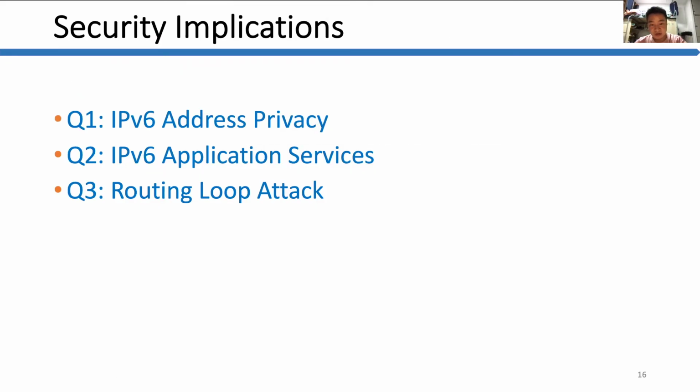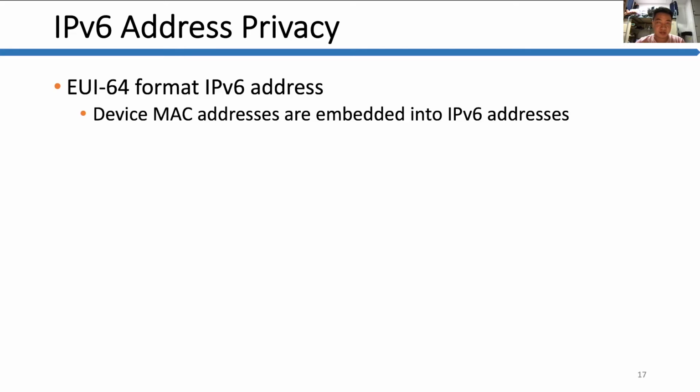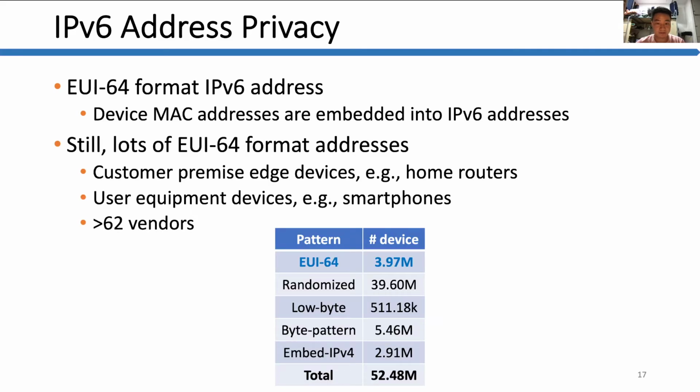Then we focus on their security implications, including address space, privacy, exposed services, and the routing loop attack. First, EUI-64 format addresses are criticized for a long time because they embed devices' MAC addresses into themselves and expose privacy issues. In our findings, there are still about 4 million devices using this pattern, including 62 device vendors.